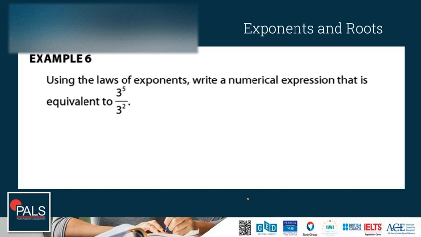Let's try an example. Example 6. Using the laws of exponents, write a numerical expression that is equivalent to 3 to the 5th power over 3 to the 2nd power. The two terms have the same base and are being divided, so apply rule number 2. 3 to the 5th power over 3 to the 2nd power is equal to 3 to the power of 5 minus 2.